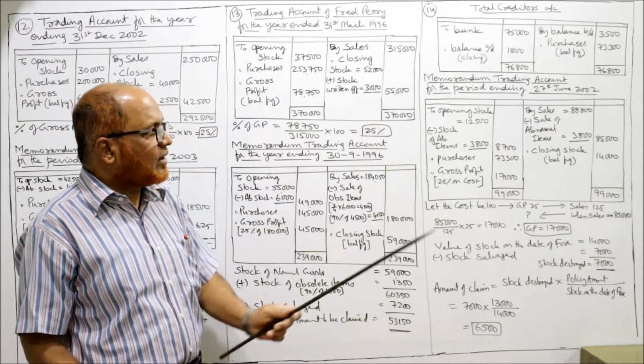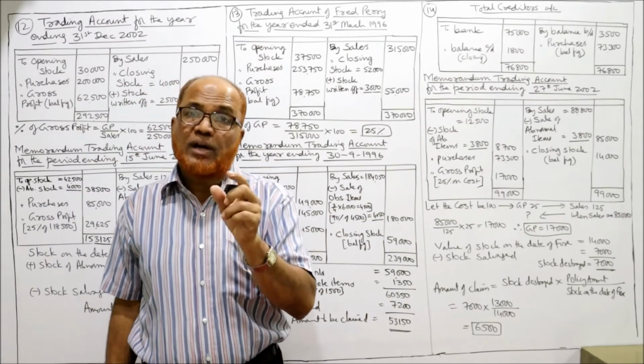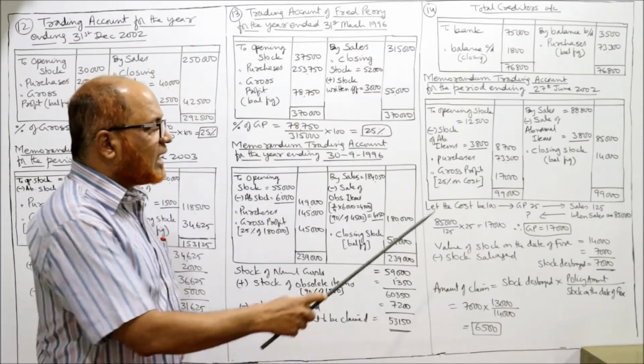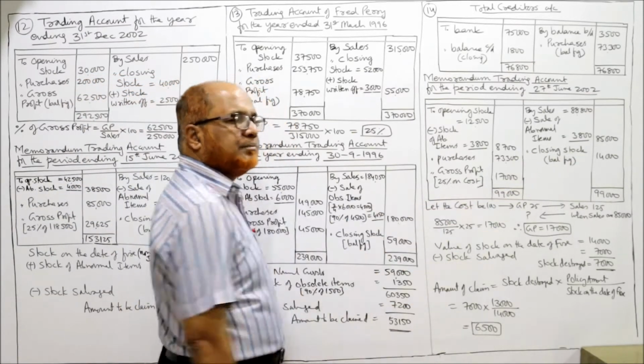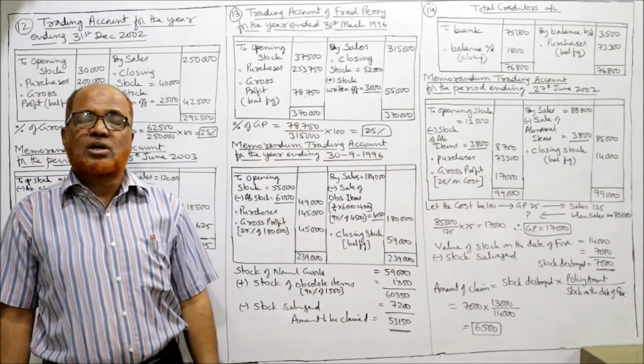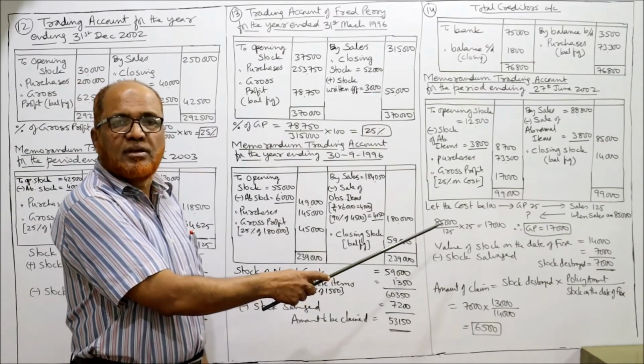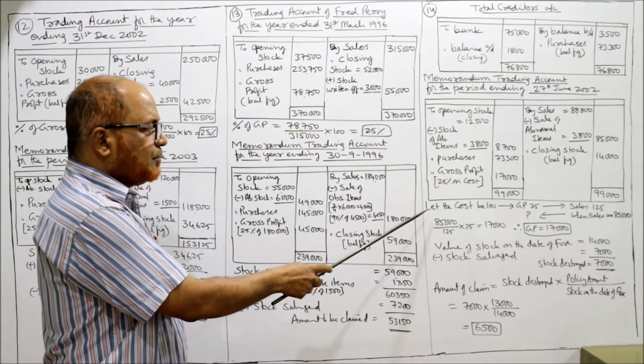Gross profit is 25% on cost. 25% on sales नहीं है. If it were given as 25% on sales, we would have calculated 25% of 85,000. But it is not given on sales, it is given on cost. So here I am making some note, working note.